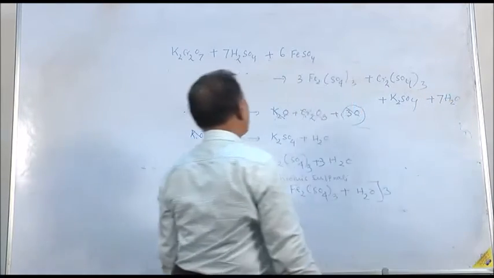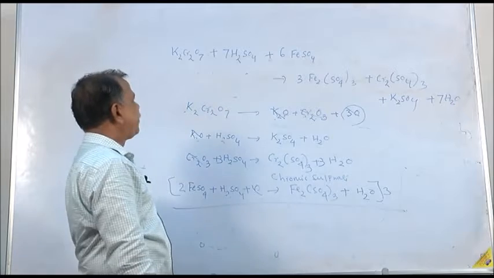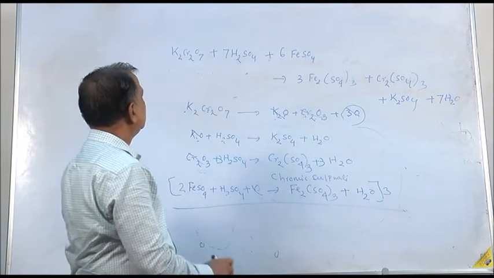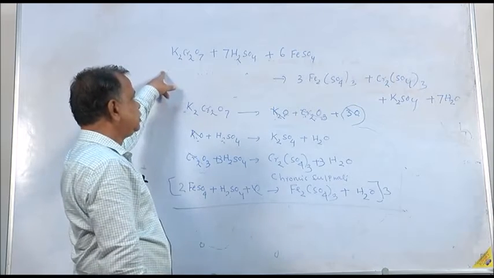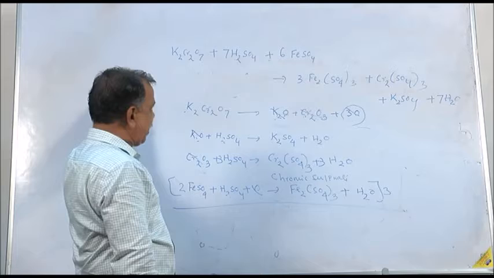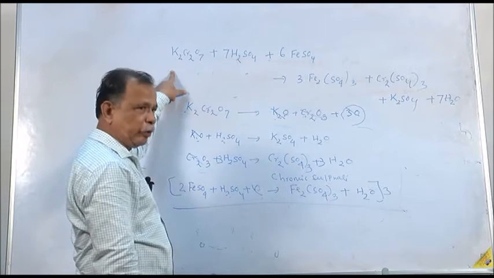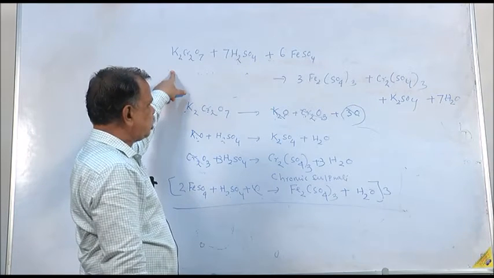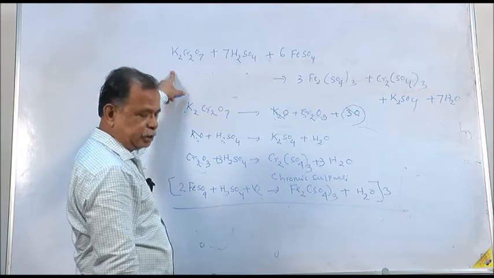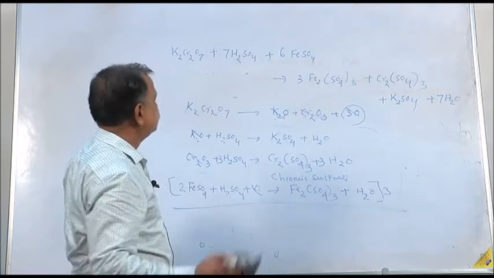So when the question asks what happens when ferrous sulfate is treated with acidified potassium dichromate, you have to write the equation for 1 mark and a statement for 1 mark. In the statement you write: when potassium dichromate is treated with ferrous sulfate solution we get ferric sulfate. Here potassium dichromate acts as an oxidizing agent.